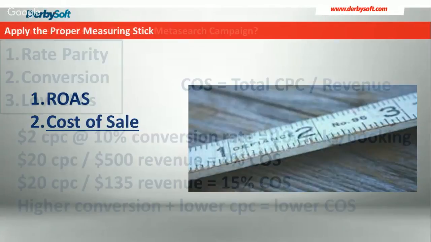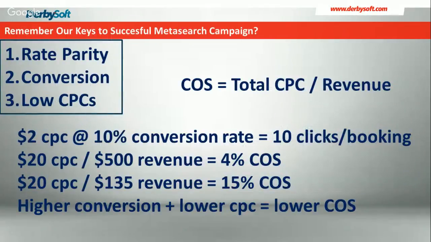So as we talk about cost of sale, do you remember back in a previous presentation, if you happen to attend those, that we talked about the 3 keys to success of a successful Metasearch campaign: rate parity, conversion, and low cost per clicks. Now let's talk about how those all blend in when we talk about our cost of sale. So cost of sale equals my total cost per click divided by my total revenue.